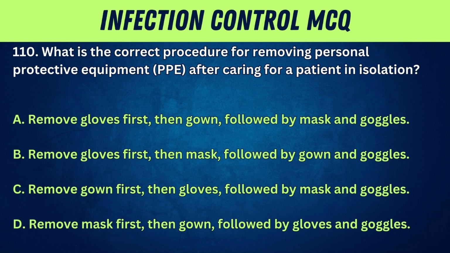110. What is the correct procedure for removing personal protective equipment, PPE, after caring for a patient in isolation? A. Remove gloves first, then gown, followed by mask and goggles. B. Remove gloves first, then mask, followed by gown and goggles. C. Remove gown first, then gloves, followed by mask and goggles. D. Remove mask first, then gown, followed by gloves and goggles.